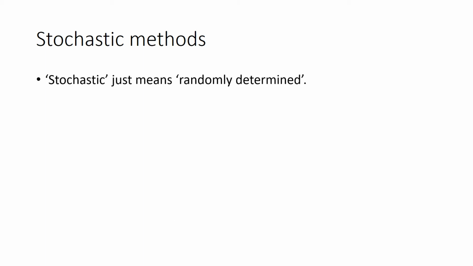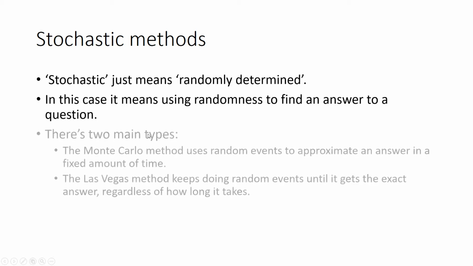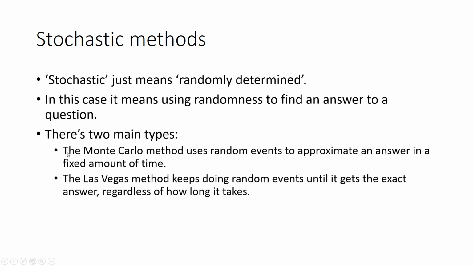So moving on, we're going to look next at stochastic methods. Stochastic, by the way, just means randomly determined, but you don't often see it used outside of this context. So in this case, it means using randomness to find an answer to a question. And there's two main classes of ways to go about this. The first one's called the Monte Carlo method. We use random events to approximate an answer in a fixed amount of time. It's called Monte Carlo because it's like a gamble. You may or may not get close enough to what you want.